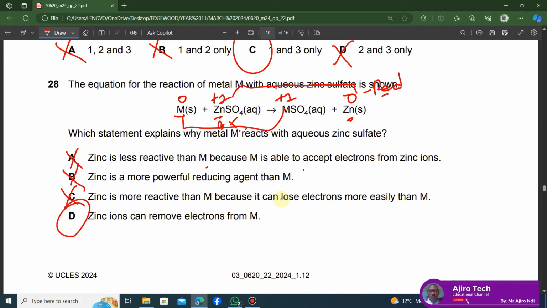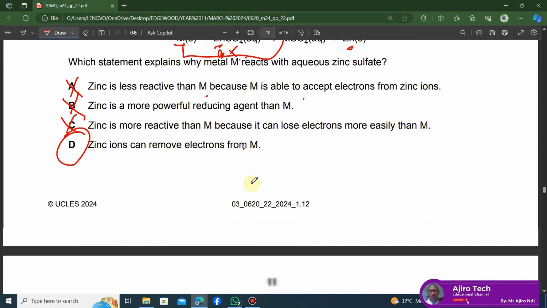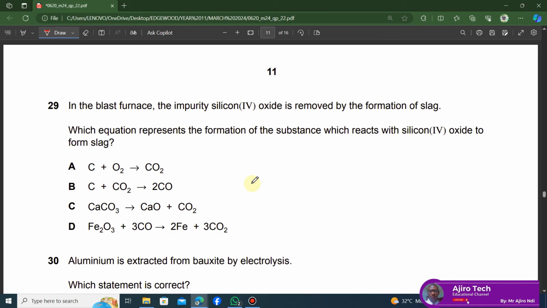Zinc ions can remove electrons from M. And that's true because if we write the half-ionic equations of what is going on here, we see that M loses electrons and those electrons are gained by zinc. Okay, and that is what makes that the correct answer. Okay, so we go to question 29.